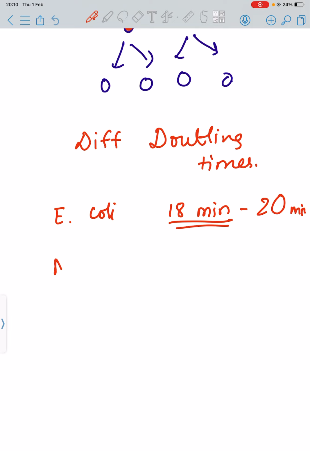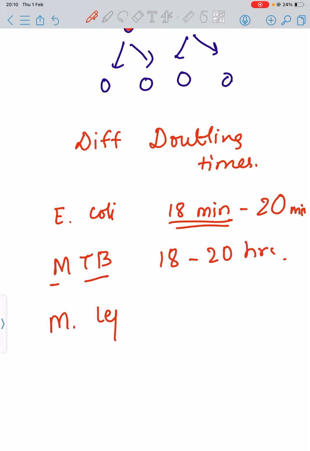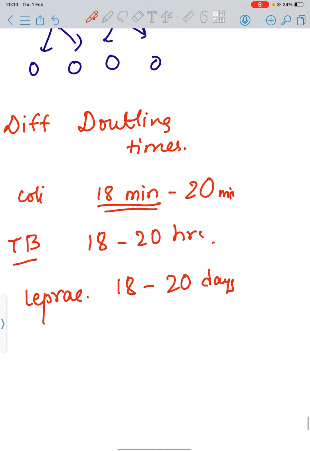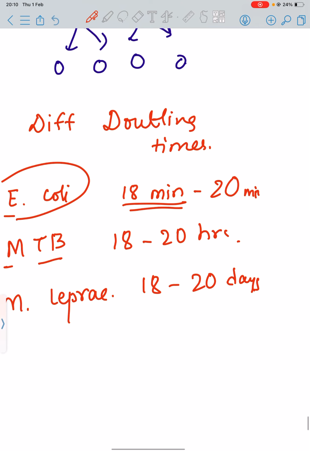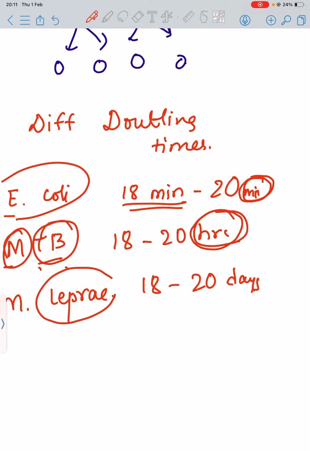Then MTB, that is Mycobacterium tuberculosis, it is 18 to 20 hours. And Mycobacterium leprae, it is 18 to 20 days. You get the difference, right? One bacteria, E. coli, can multiply or get doubled in minutes. Tuberculosis, Mycobacterium tuberculosis, multiplies in hours. And leprae, on the other hand, multiplies in days.